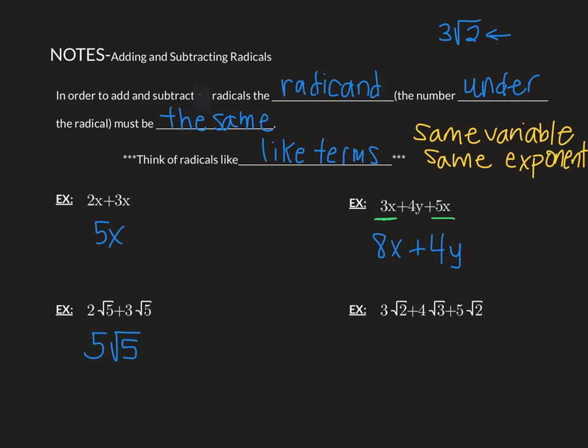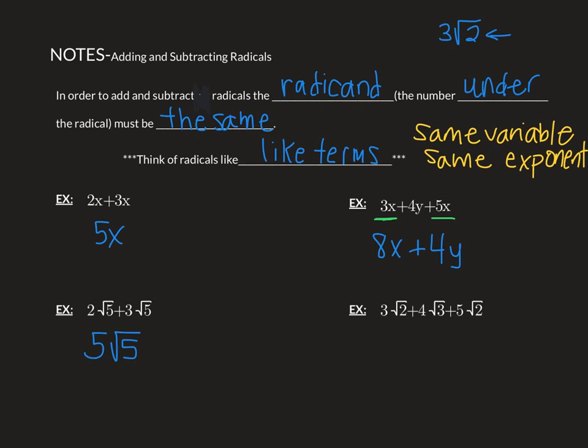Very similar to how up above I had 2x plus 3x and I got 5x. Notice I don't change my variable. It doesn't change. If you have 2 apples and you had 3 apples, you don't get 5 oranges. You get 5 apples. So 2 plus 3 of the same thing gives me 5 of that same thing.